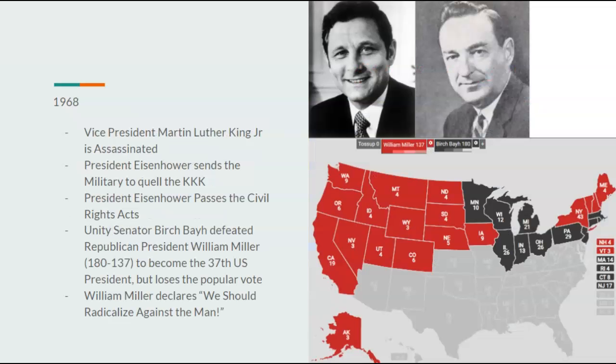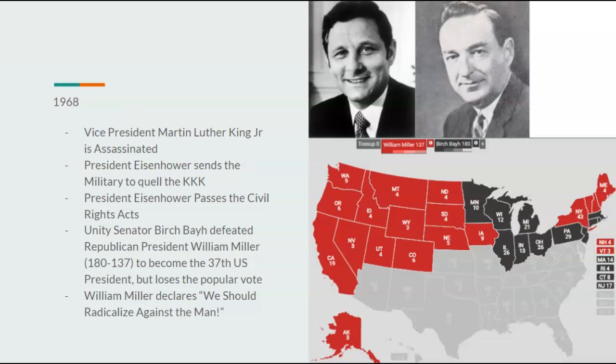1968, Vice President Martin Luther King Jr. is assassinated. It's a day we all need to mourn. President Eisenhower sends the military to quell the KKK and anyone who was involved in any of this. So, yeah, it's done. Eisenhower's fed up with it. President Eisenhower would pass the Civil Rights Voting Rights Act. Hallelujah.